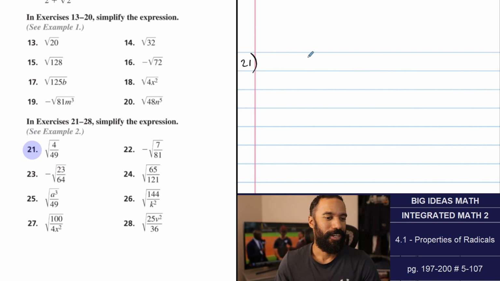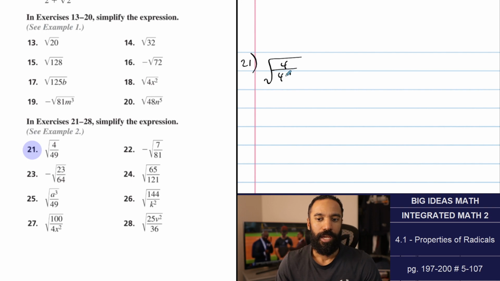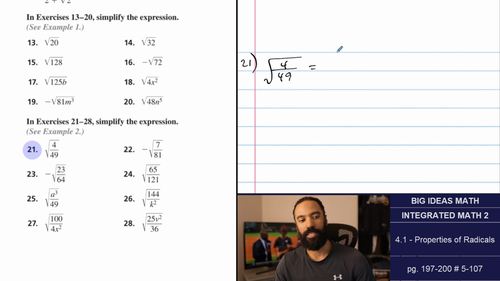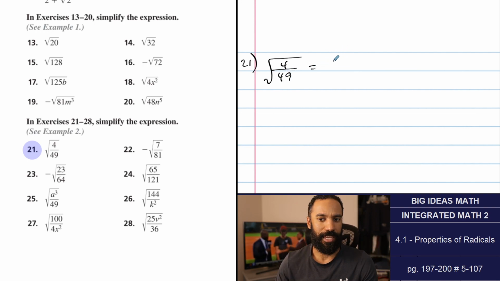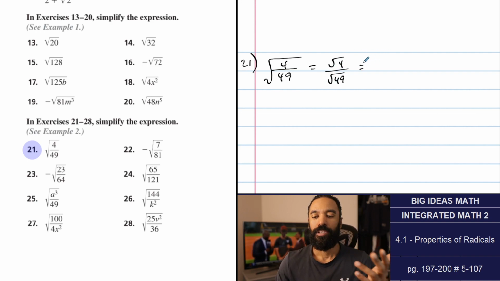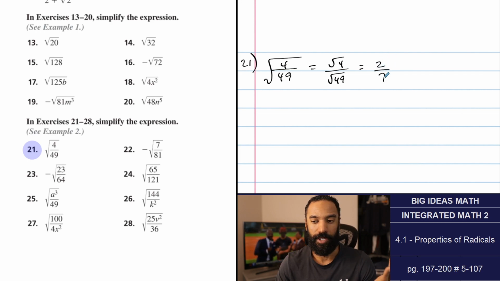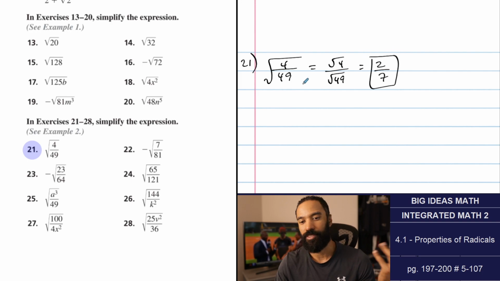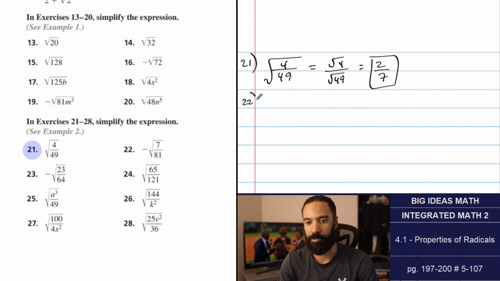problems. So number 21 to 28, simplify the expression. Now we have some things that are fractions. We can't end up having a radical inside the denominator, which is exactly what we're looking at here. Root 4 over 49 is the square root of 4 over the square root of 49. This is why we can't have a radical inside the denominator like that. So we can't have a square root of a fraction because of this reason. Anyway, these are still perfect squares. Square root of 4 is 2. Square root of 49 is 7. You get 2 over 7. And I'm set.